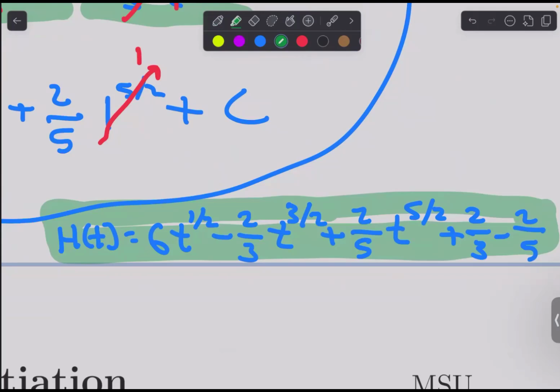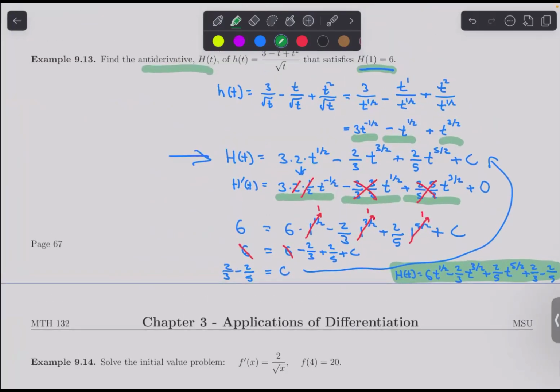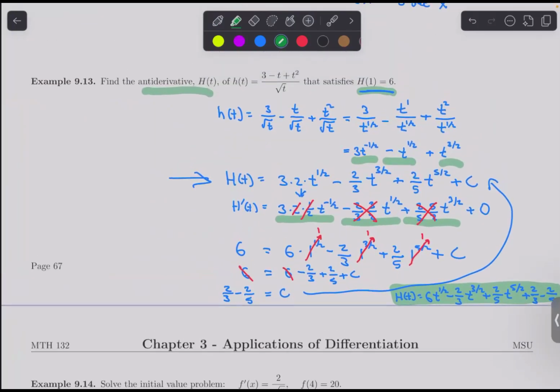This is my function that when I take the derivative of it, I get where we started. And if I plug in 1 into this, we get out 6. So it satisfies both of these things, and therefore it has completely solved our initial value problem.